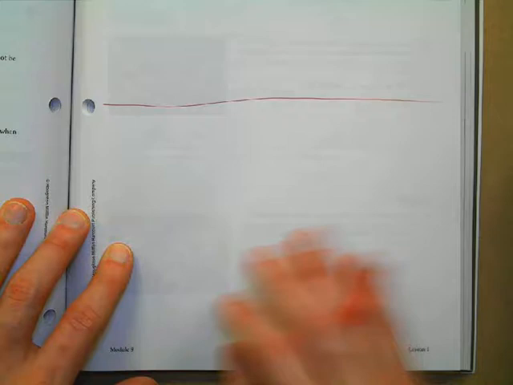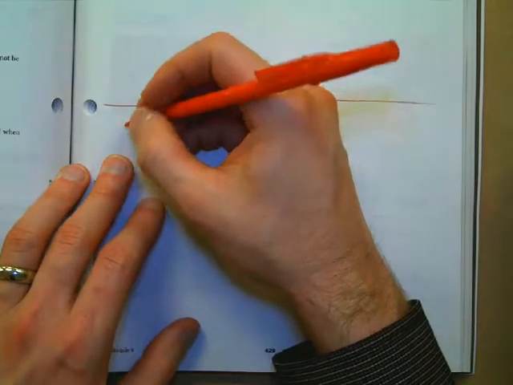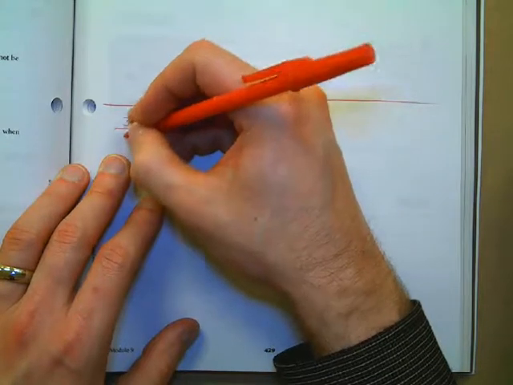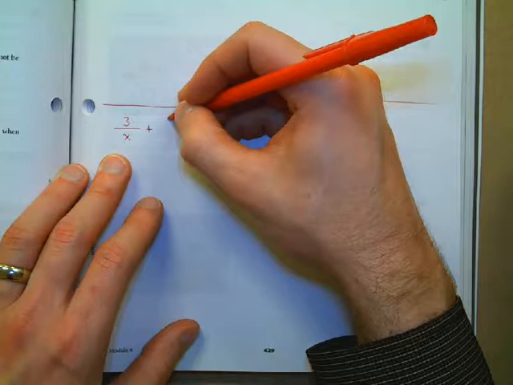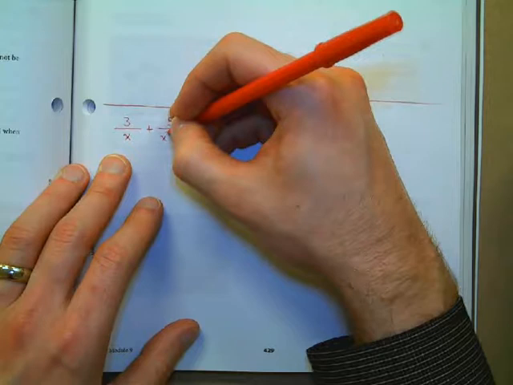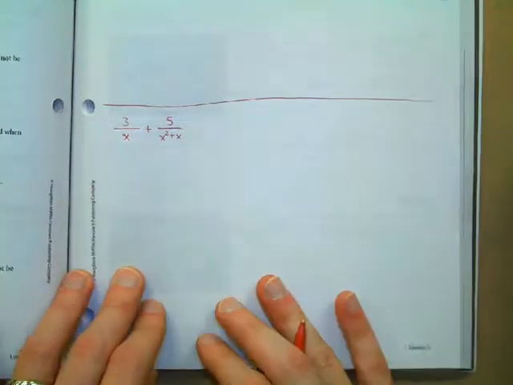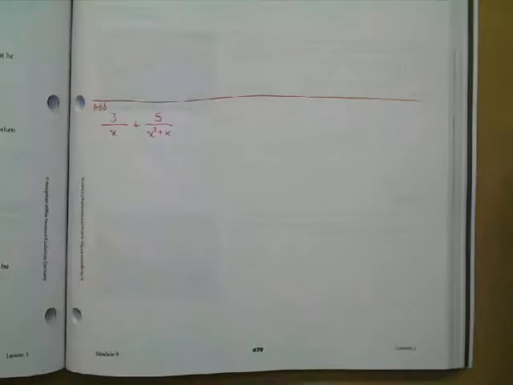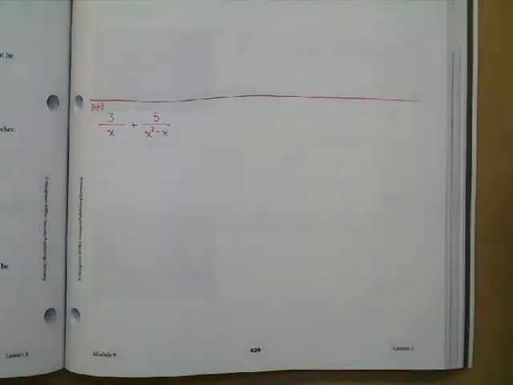Okay, so let's say we wanted to add 3 over x plus 5 over, I don't know, x squared plus x, like that. Okay, let's say we wanted to add these two things together. Again, don't worry that we have variables in here. The idea of adding these fractions is the same as what we've seen in the past when you add normal fractions.